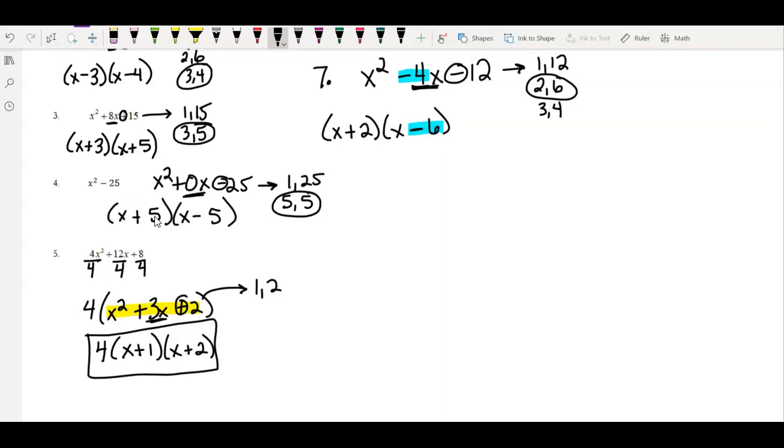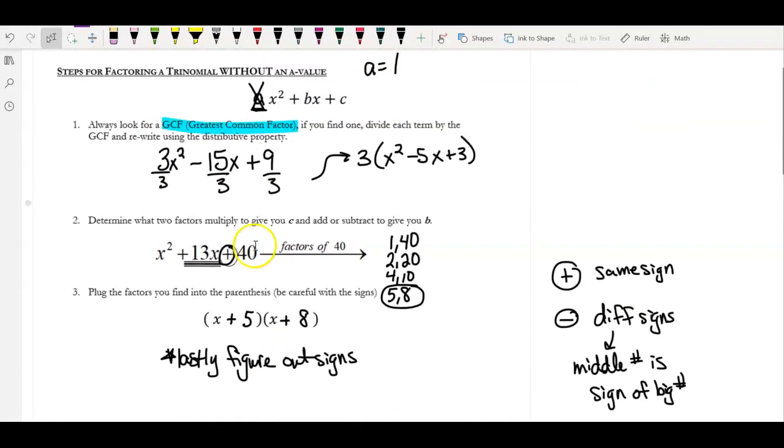So these may seem tricky, but the more you do them and you get that process in your head, it'll go fast. And again, that process is what times what gives me the last number, and adds or subtracts to give me the middle number. And that's the hardest thing to do.